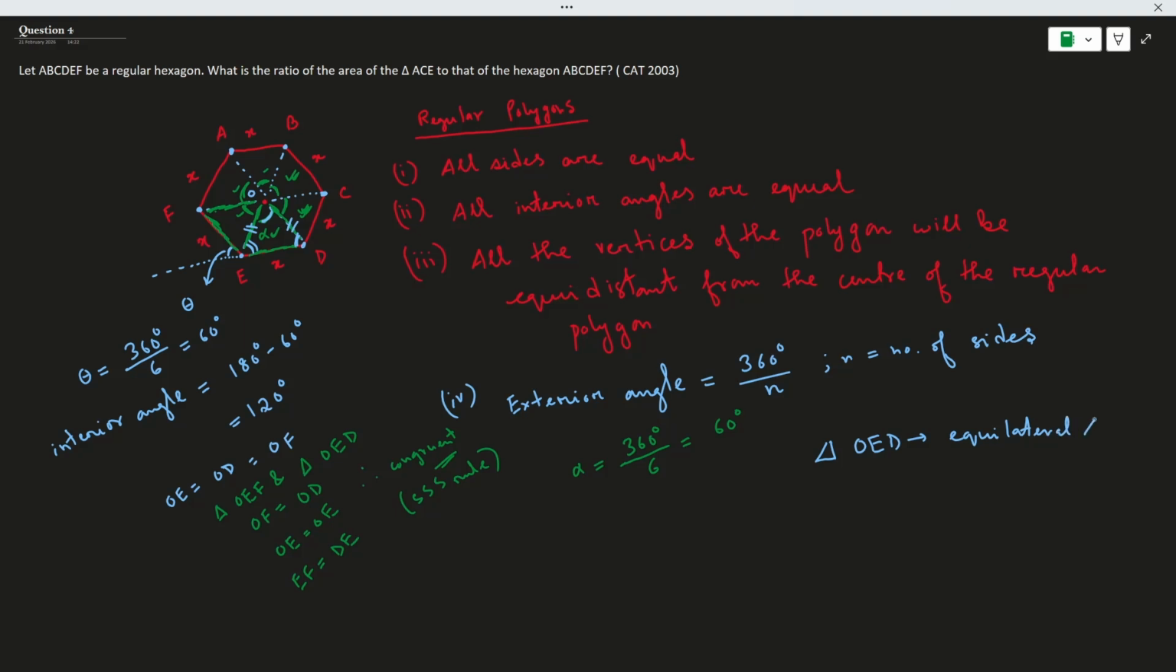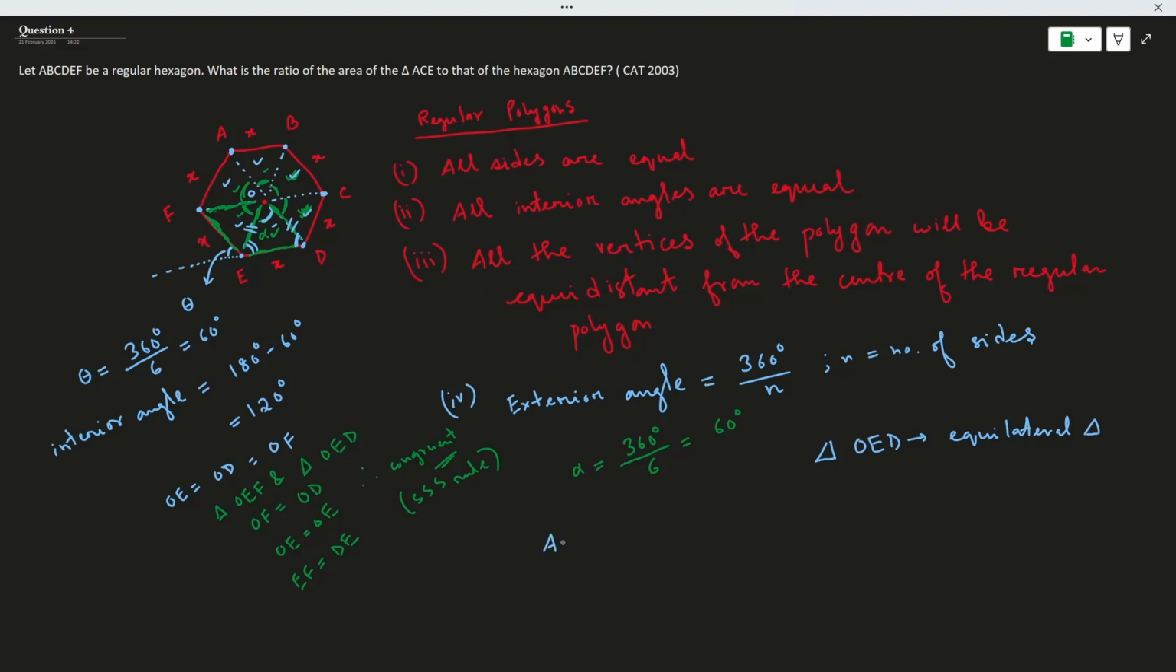Equilateral triangle. That means all these angles will be equilateral. This, this, this, this, this, and this. All these 6 triangles will be equilateral triangles. And how many equilateral triangles are formed? 6 equilateral triangles are formed.